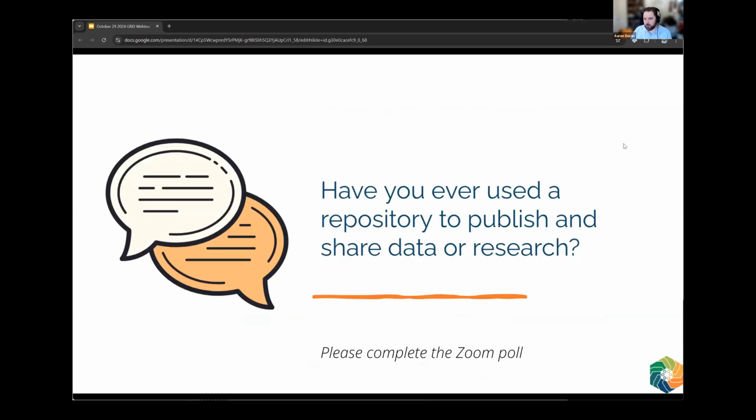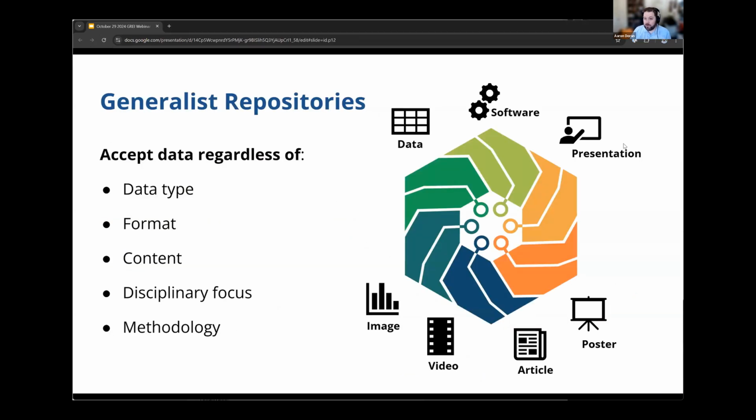What do we mean when we say a generalist repository? I feel like I've used this word a lot, and I haven't really talked about what I mean when I say it, or I've sort of talked around it. So when we at GREI talk about generalist repositories, we are talking about repositories that will accept data regardless of their data type, their format, what the content of the data is, what the disciplinary focus of the data is, or the methodology of the data, right? We don't have standards around any of those. If you are data, we take it.